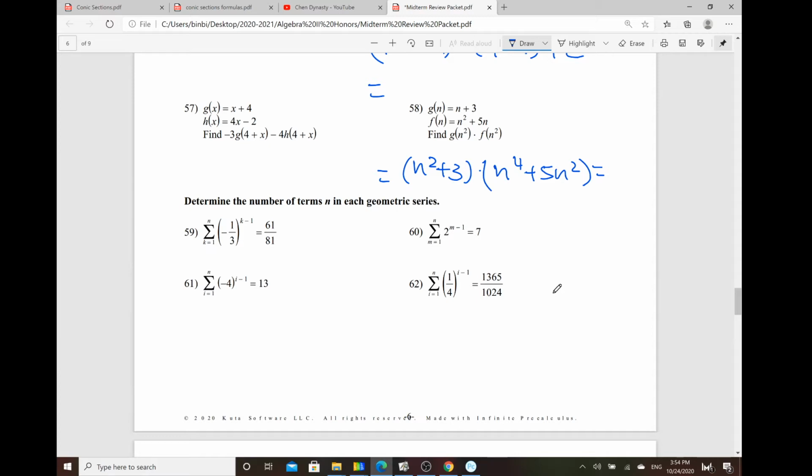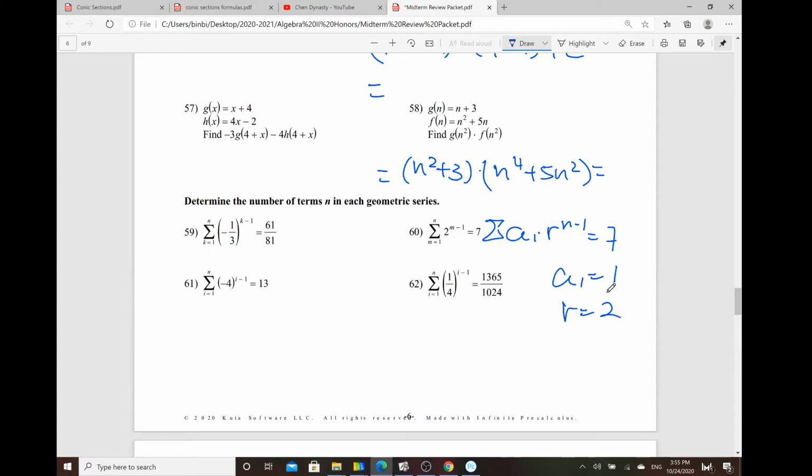So 59 to 62. Determine the number of terms n in each geometric series. So again, the structure is always a sub 1 times r to the power of n minus 1 for this recursive formula or the explicit formula. So that means a sub 1 is 1. Common ratio is 2.